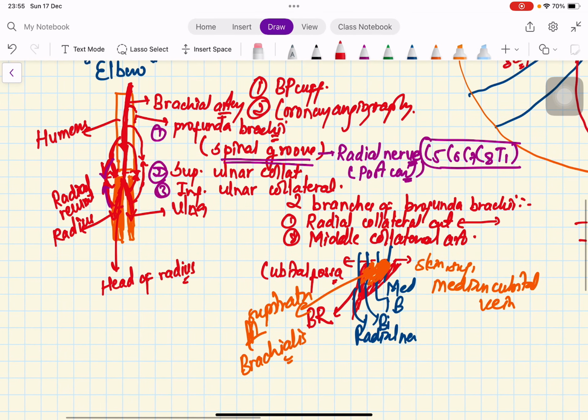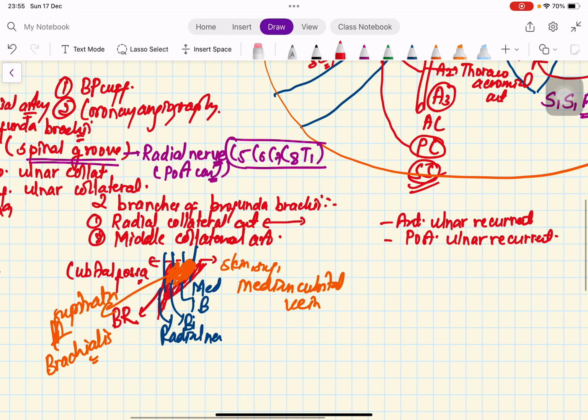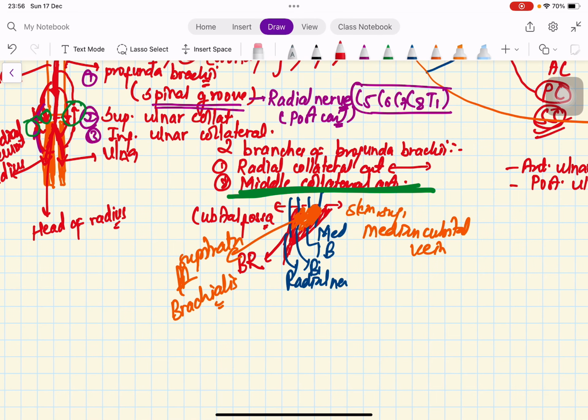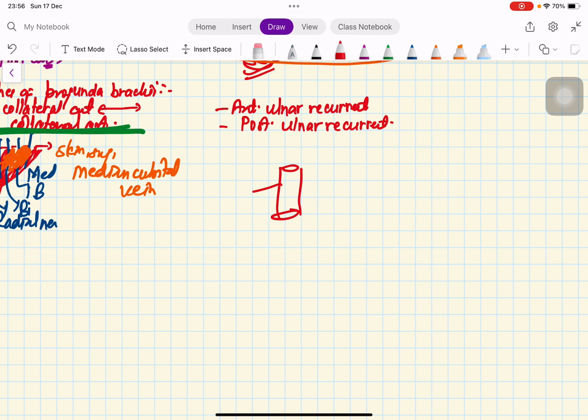Now let's talk more. We have the anastomosis here and here, but what about this? It was my middle collateral artery, which I have not talked about yet. Let's see how it is done. If this is my ulnar artery, it gives one branch, the common interosseous artery, which divides into posterior and anterior.